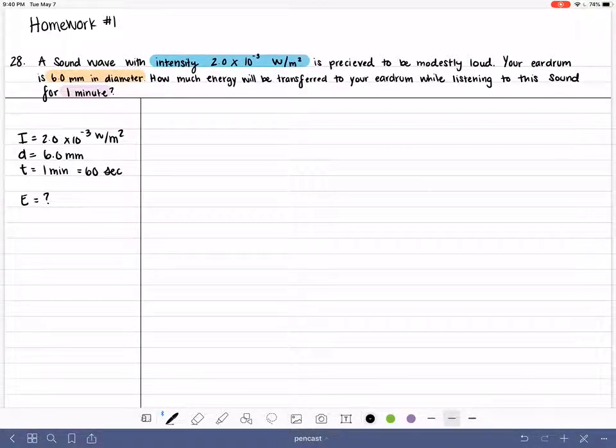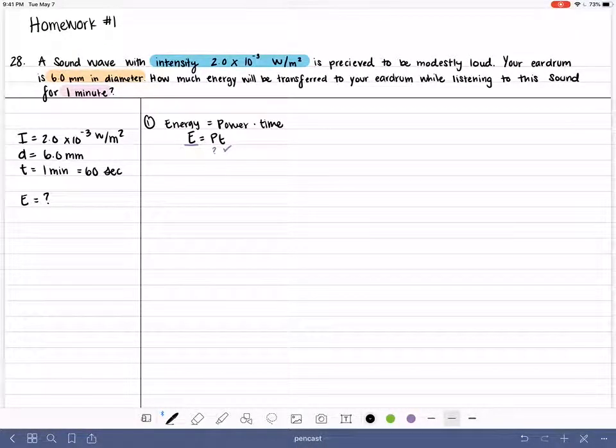So there are going to be 2 main equations that we will use to solve this problem. The first one is E equals P times T, which is energy equals power times time. So that's our first equation. We're looking for E, so it's in the right form. We have a value for T, and we just need to solve for what P equals. And that's where our second equation comes in handy.